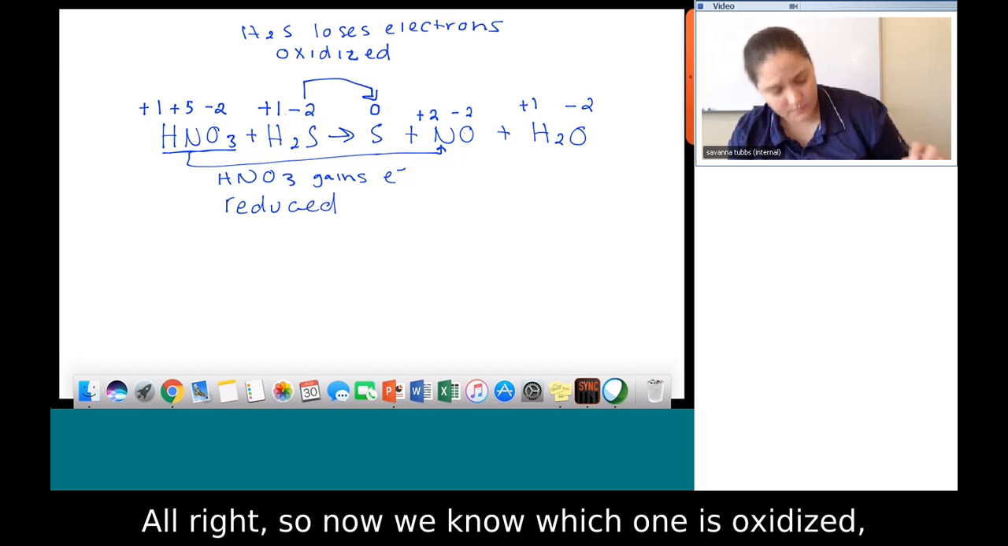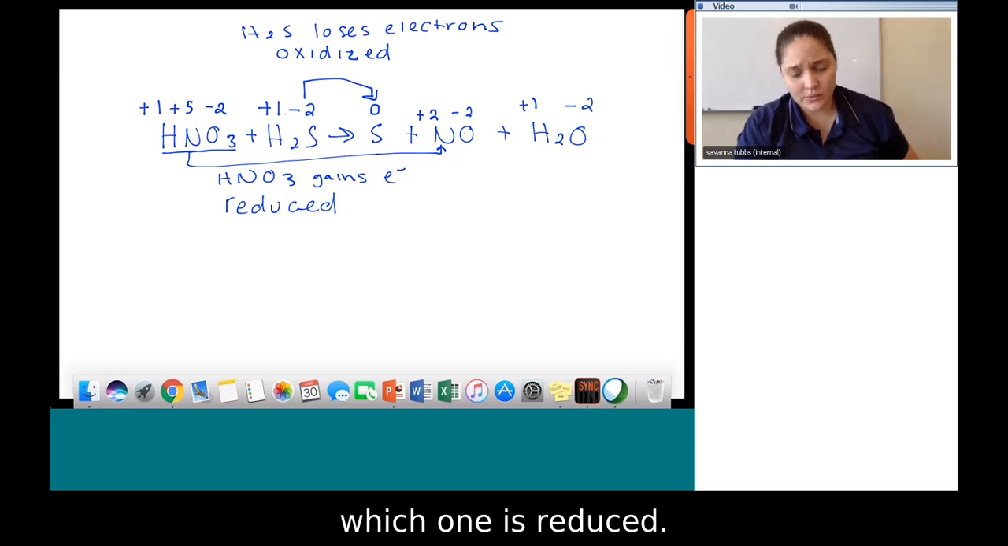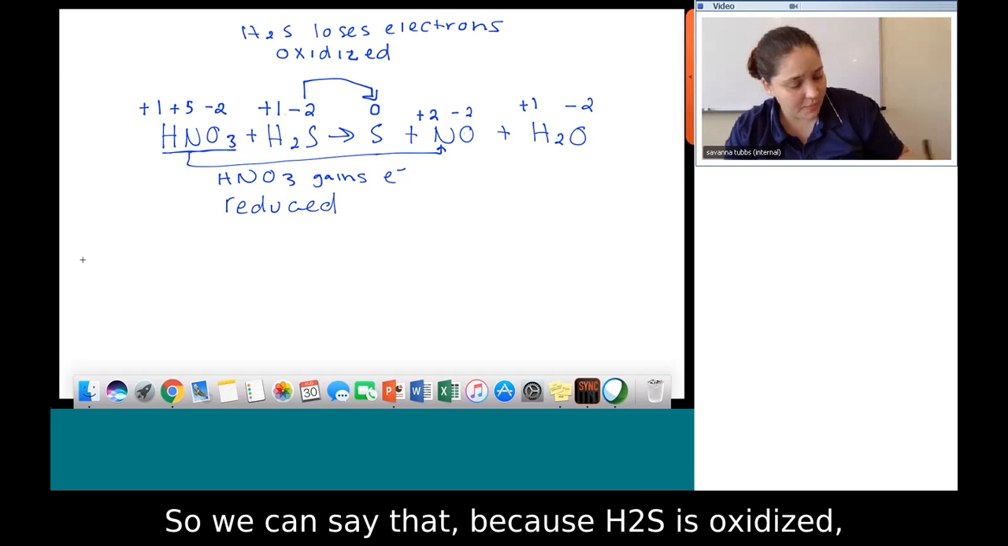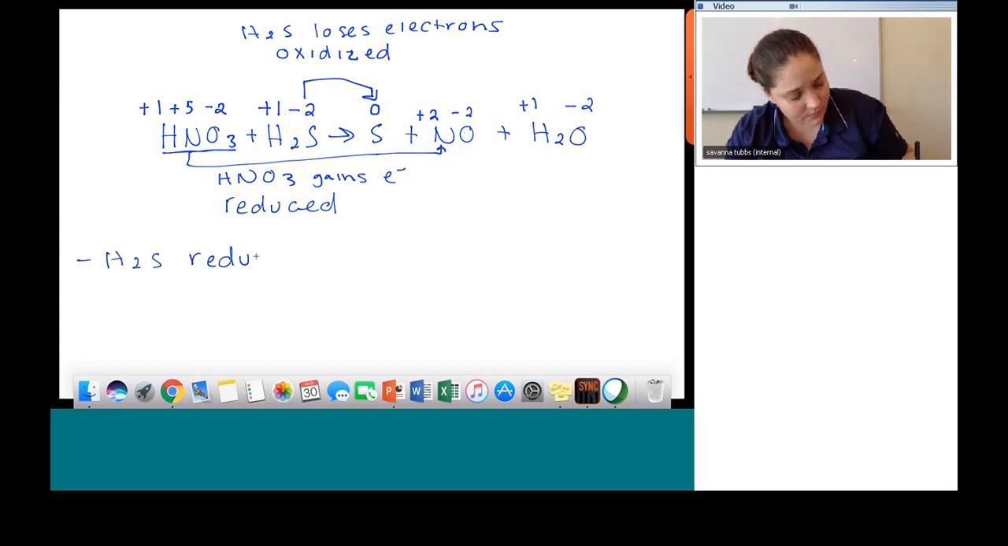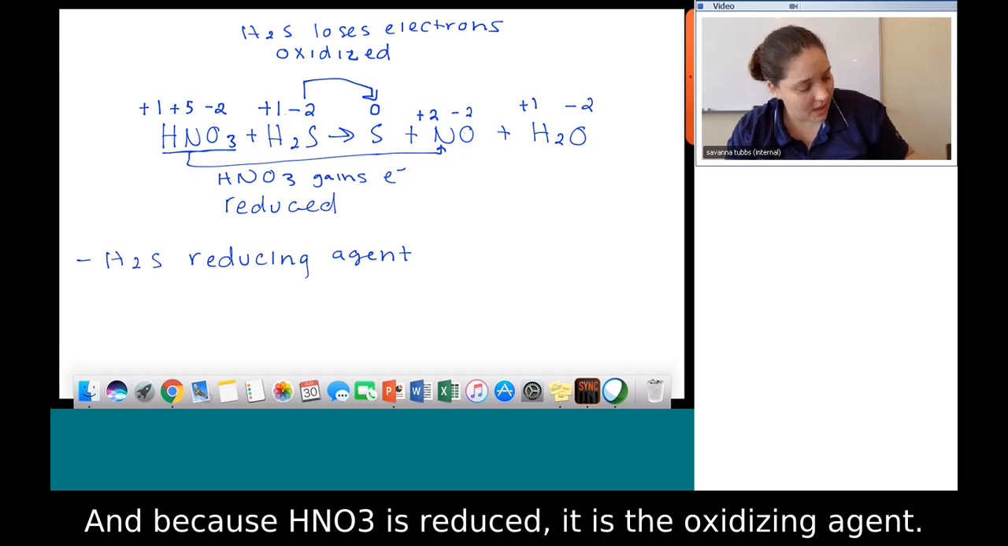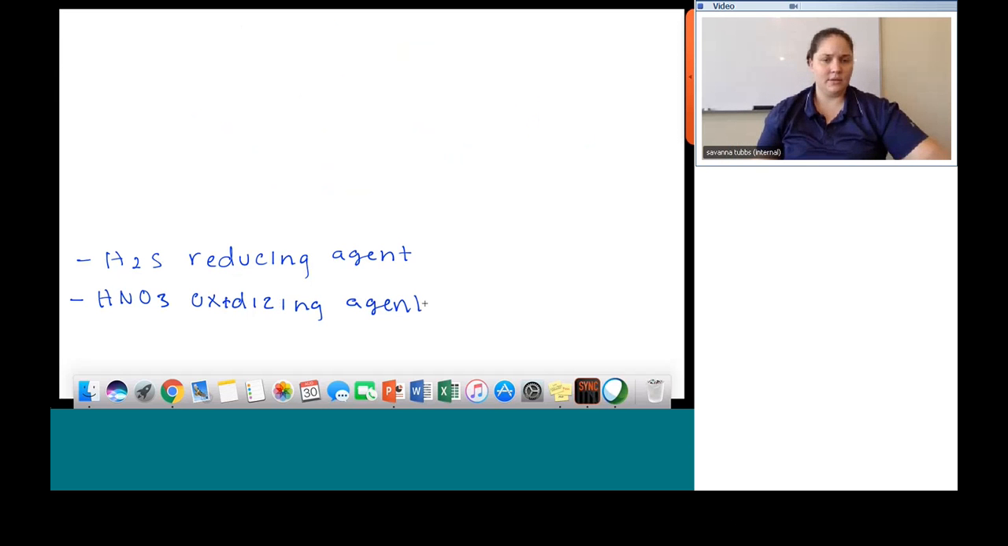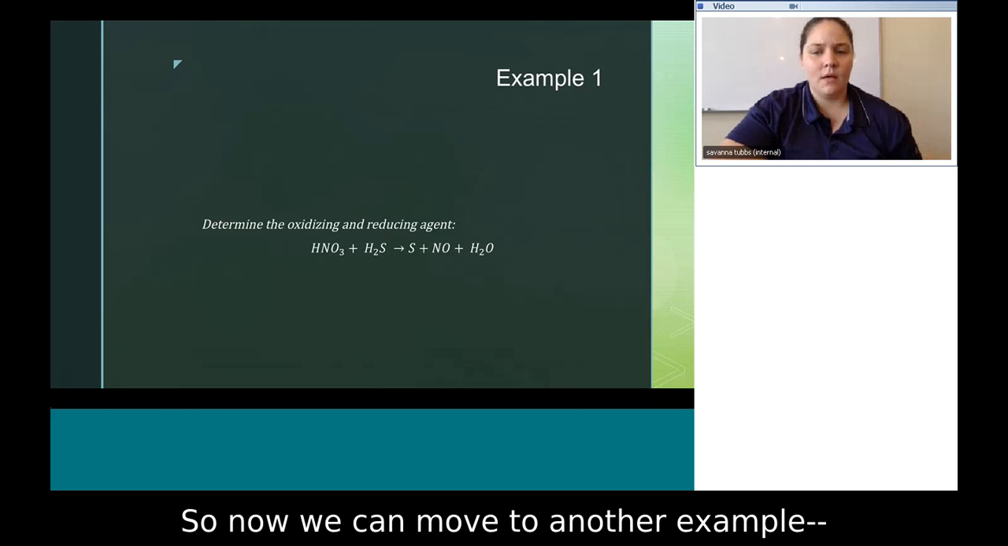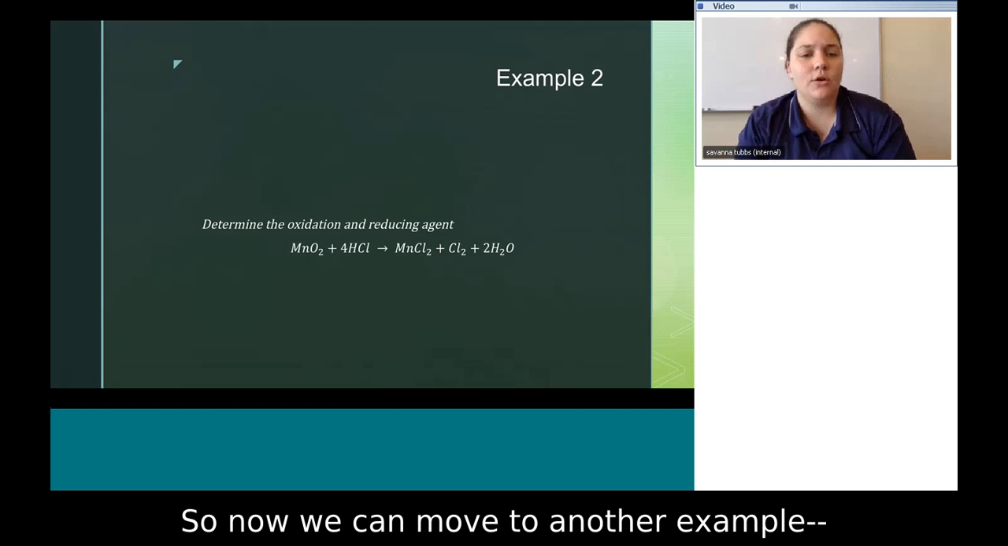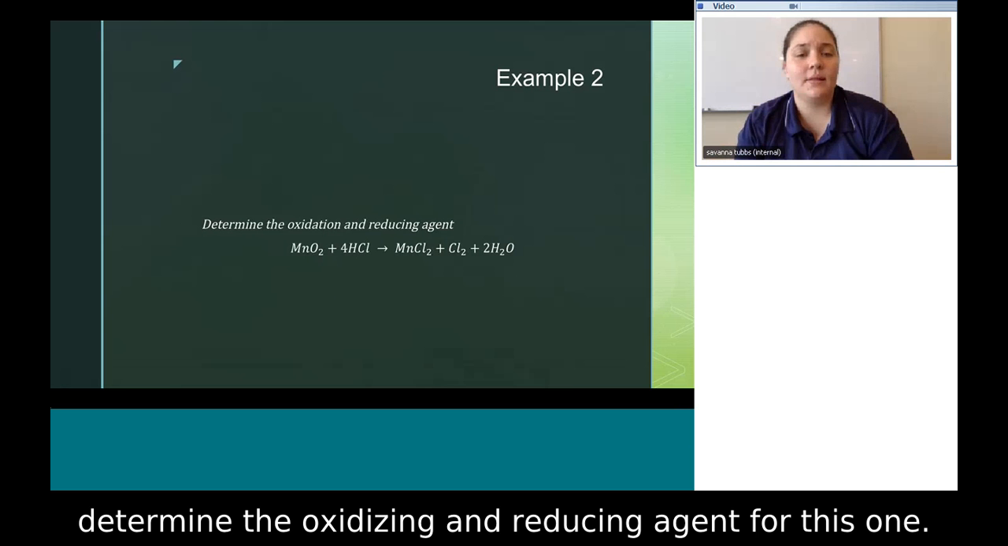All right, so now we know which one is oxidized and which one is reduced. So we can say that because H2S is oxidized, it is the reducing agent. And because HNO3 is reduced, it is the oxidizing agent. And that answers our question. So now we can move to another example. Determine the oxidizing and reducing agent for this one.